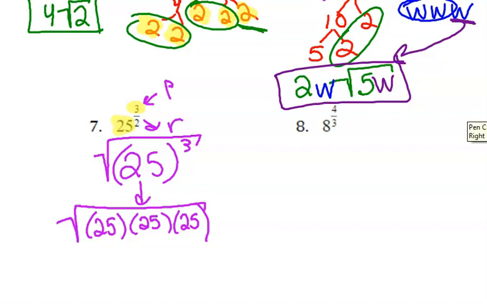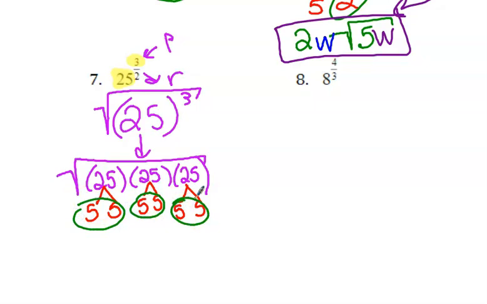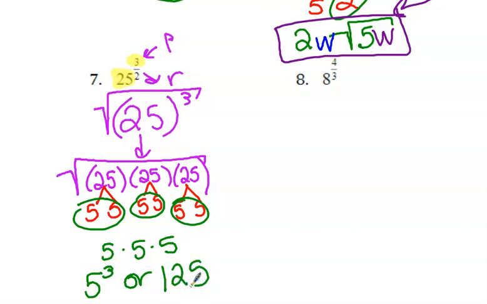Now I'm going to see if I can make groups of 2 because it's a square root. So 25 is 5 and 5, 25 is 5 and 5, 25 is 5 and 5. How many pairs? In my class, I talk about pairs of socks. So how many pairs of socks do I have? I have 3 pairs of socks, which is now 5 times 5 times 5. You could write 5 to the third, or 5 times 5 times 5 is 125. A little bit trickier, but you can do it.